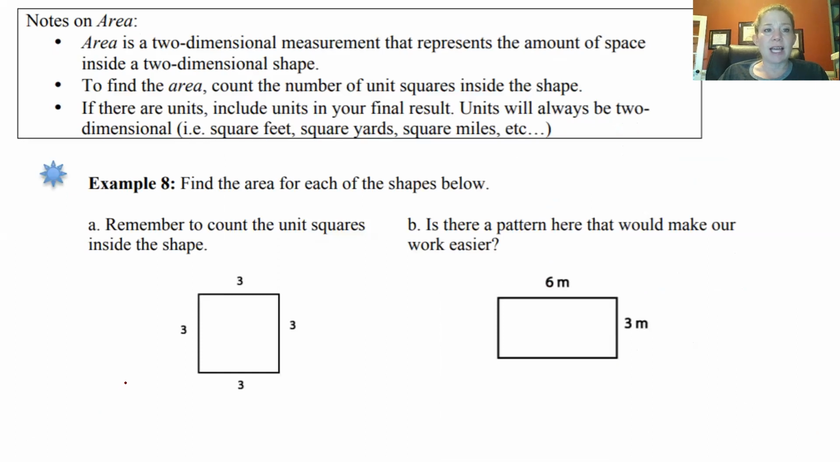All right, notes on area. Area is a two-dimensional measurement that represents the amount of space inside a two-dimensional shape.